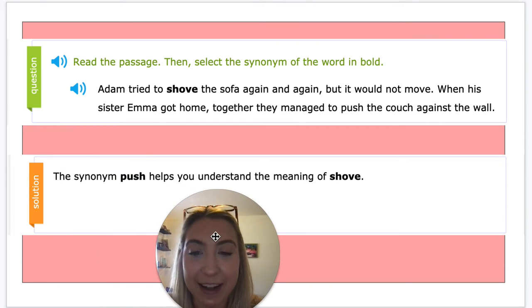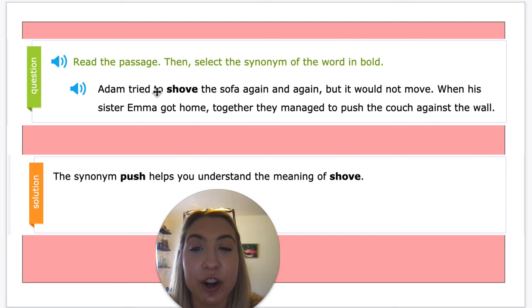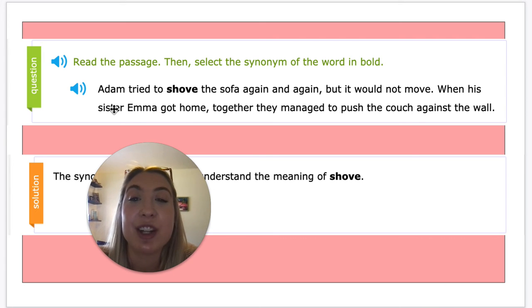I'm going to move my head down here. First thing we're going to do is read the passage and then select the synonym of the word in bold. So we're trying to find a word that has a similar meaning to shove. Adam tried to shove the sofa again and again, but it wouldn't move. When his sister Emma got home, they managed to push the couch against the wall.